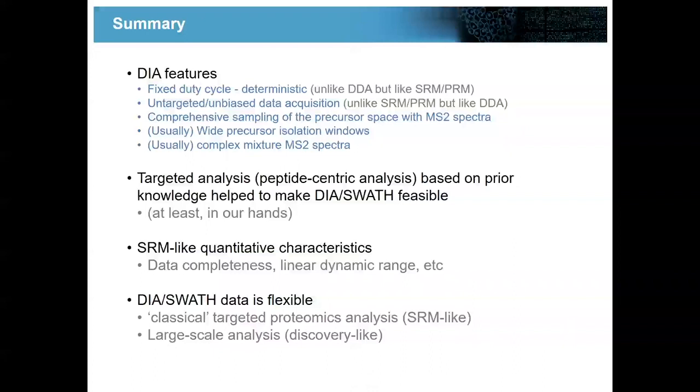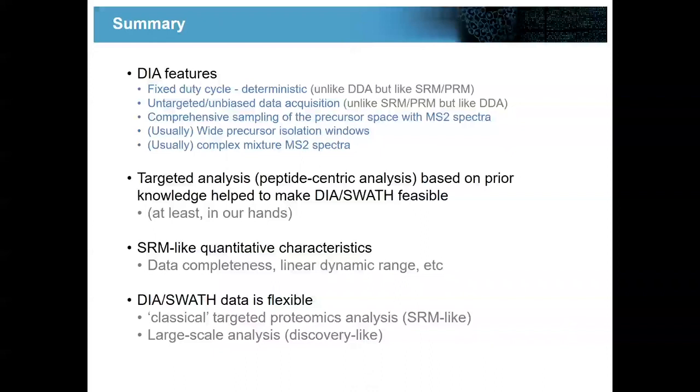Okay. So the summary here is essentially that DIA, this is the same list I showed at the start, and maybe this makes a little bit more sense now. So the summary is that DIA has this fixed duty cycle. It's entirely deterministic, right? So this we said is kind of unlike DDA, but more like SRM or PRM, and this is what we think leads to a significant degree to the completeness of the data and the ability to do robust quantification. It's also somewhat untargeted and unbiased data acquisition.